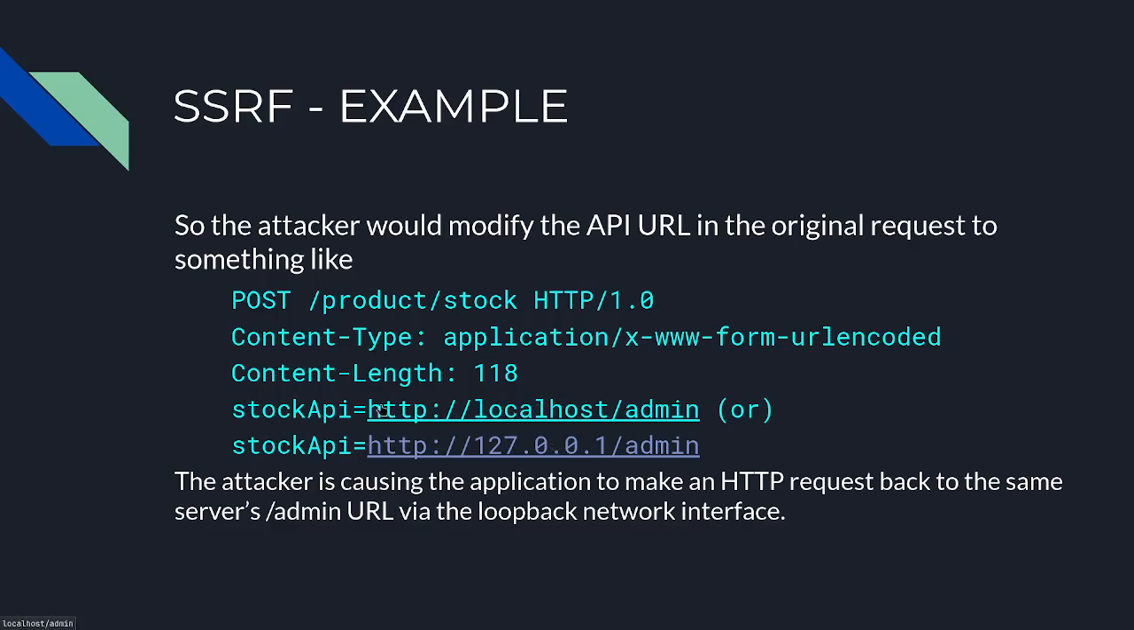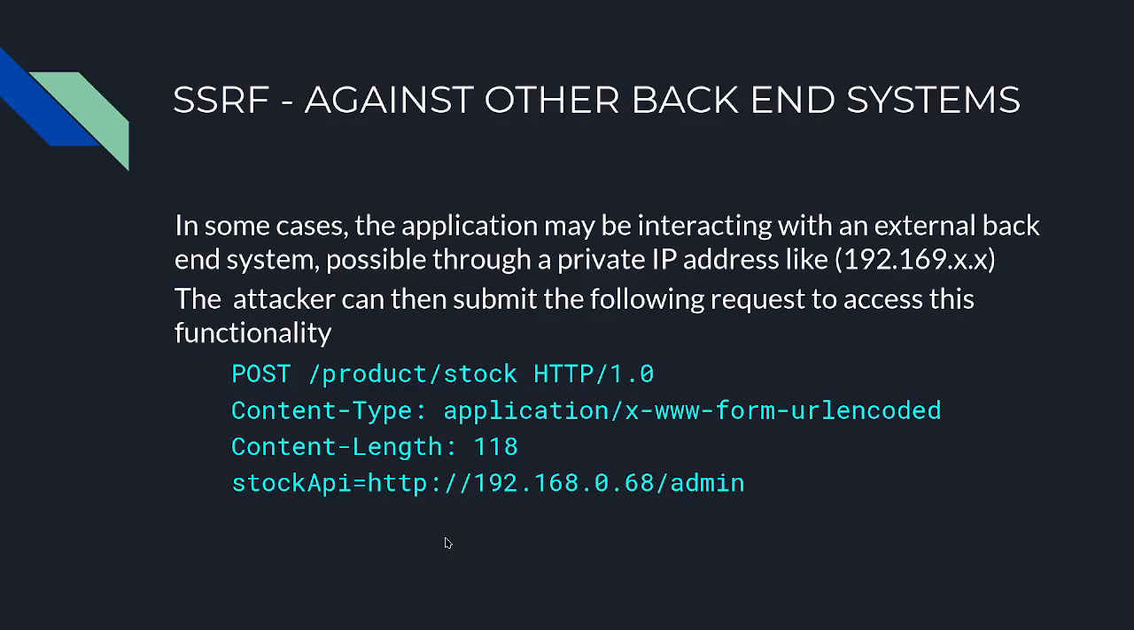So then the attacker would change the original stock API's URL to this updated URL. Now the attacker is essentially causing the application to make a request back to the same server's admin URL via the loopback network interface.